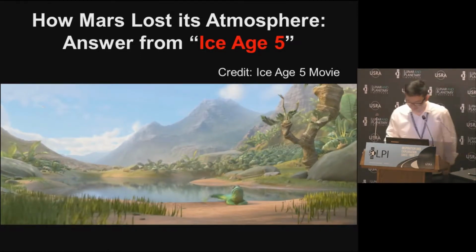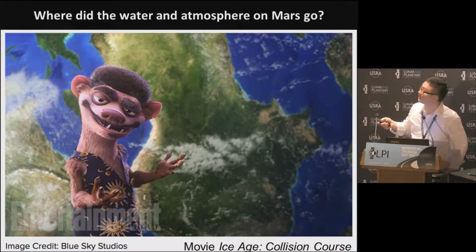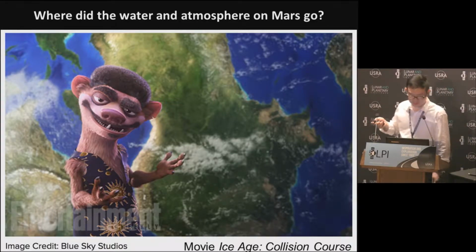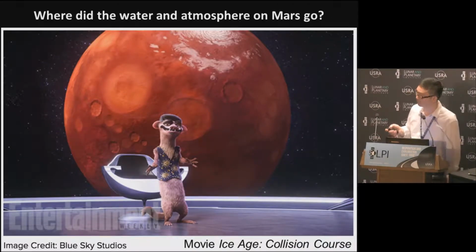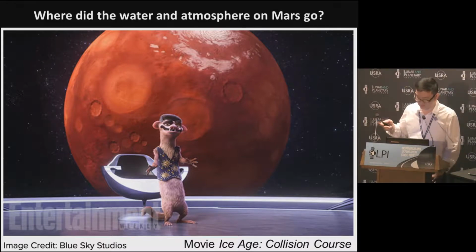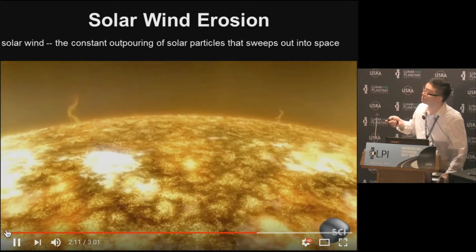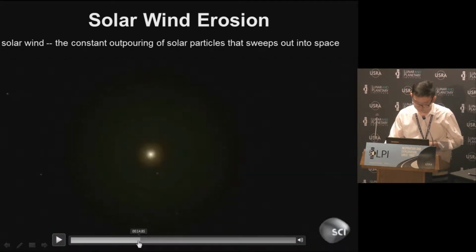So the animation asks a good question: where did the water and atmosphere on Mars go, transforming Mars from early warm, wetter water to the cold and dry state existing today? And the animation gave you one possible answer, basically the impact. Today my talk will mainly focus on the solar wind erosion.